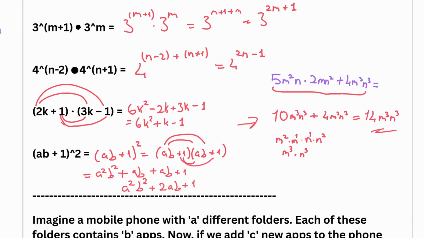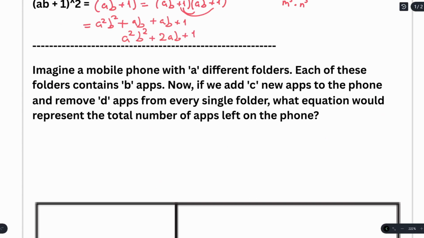Now let's do a word question. It's saying that imagine a mobile phone with A different folders. Each of these folders contain B apps. Now without further ado, let's just understand what this part is saying. There are A folders and B apps. So how many apps in total are there in the mobile phone?